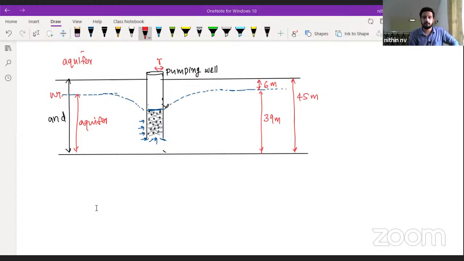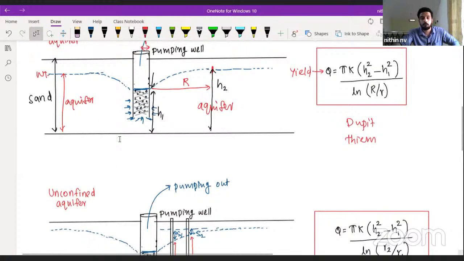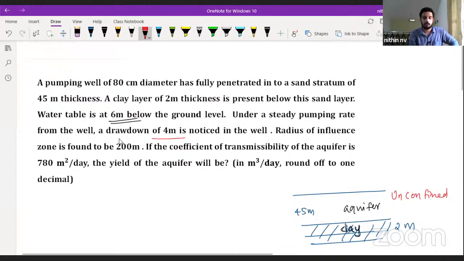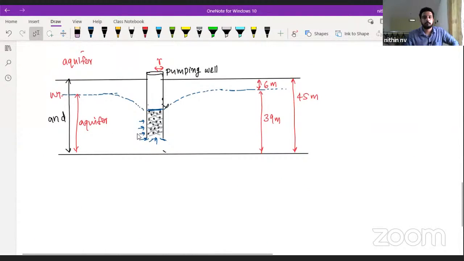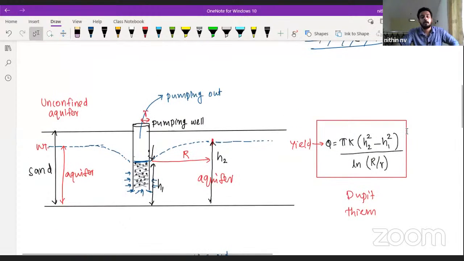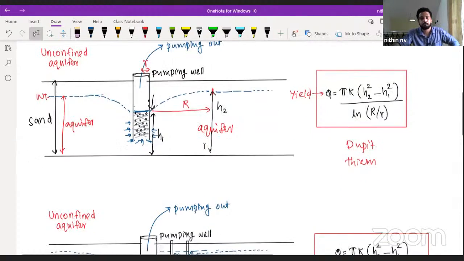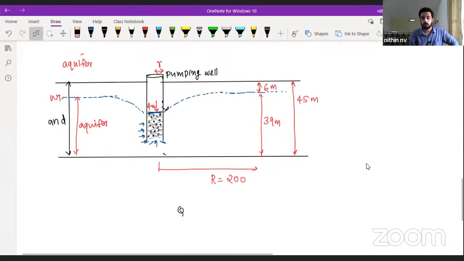Now what other data have they given? The depression in the well is noted as 4 meters. I hope you have already noted down the data. Drawdown is 4 meters. Then the radius of influence zone, capital R, is 200 meters. So this drawdown is given as 4 meters, and this radius of influence zone is given as 200 meters. So which equation can you use? The first equation we have written here: pi k (h2 square minus h1 square) divided by the natural log of capital R divided by small r. So I'm substituting k and so on, let it be there.